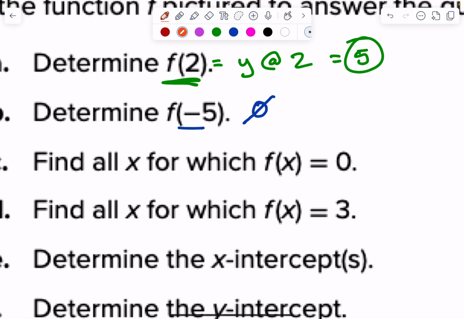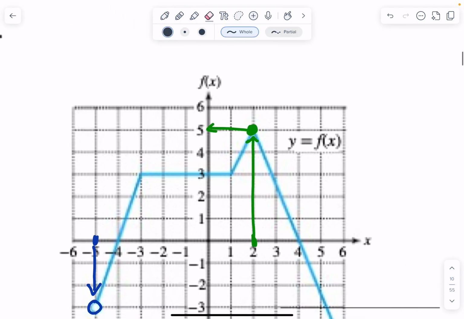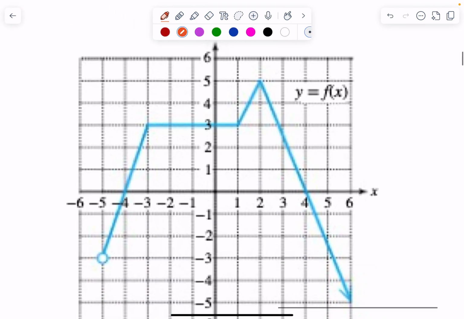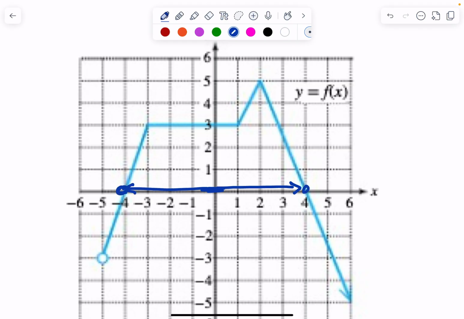Okay. This one says find all x's for which f of x, and f of x is another way of saying y, where y is 0. So tell me what the x's are when the y value is 0, right? Let me go here. The y value is up and down, right? Y being 0 is like this guy right here. This way. So he actually has 2 values where the y coordinate is 0. Okay, and those values of x are at negative 4 and positive 4.